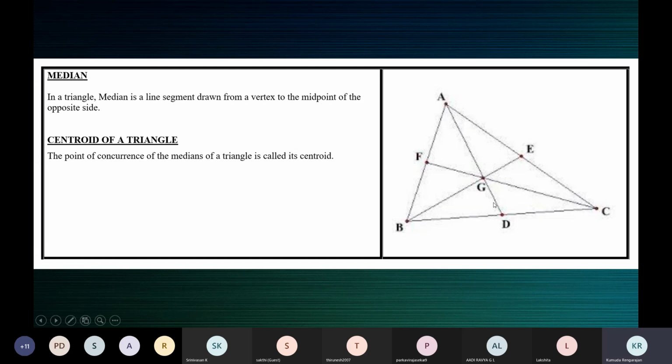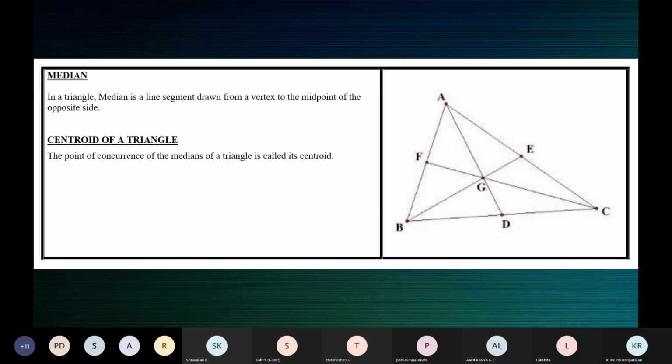These are medians. A median is a line segment from the vertex to the midpoint of the opposite side. Medians are always concurrent. The three medians go through the same point, and that point is called the centroid of the triangle. It's generally represented by the capital letter G. The letter G is used to represent the centroid in a triangle.